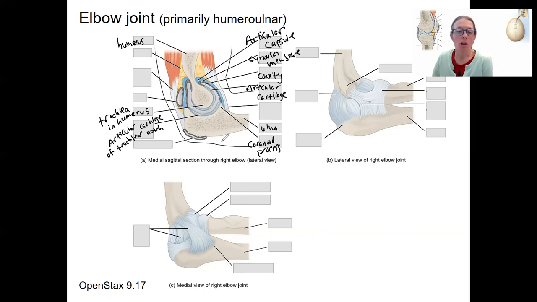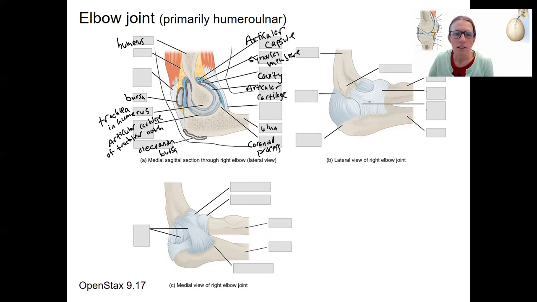We've got some structures that are other structures of joints. We've already labeled some, the articular capsule. This here is a bursa. So these two things are both bursa. This one is probably a submuscular bursa, or subtendon actually, because it's preventing friction there. This one is a bursa as well, and it's specifically called the olecranon bursa because it's on the olecranon. So you actually have a little bursa right there.